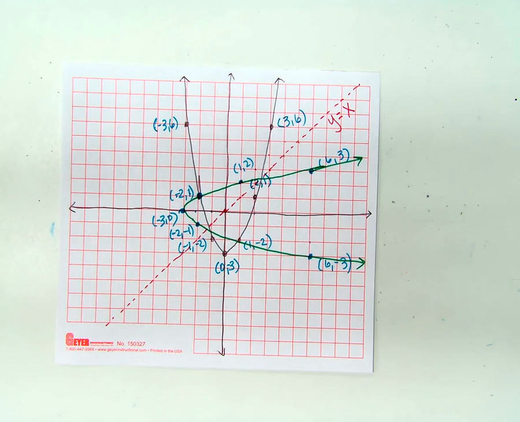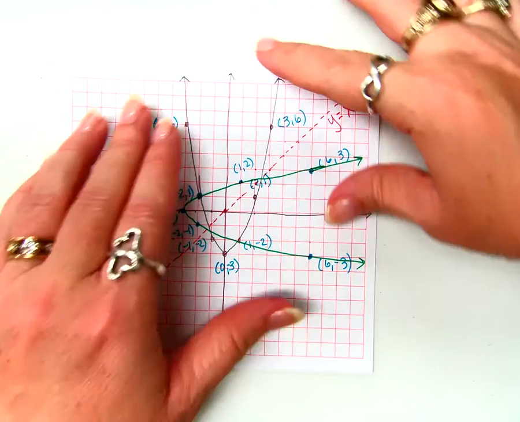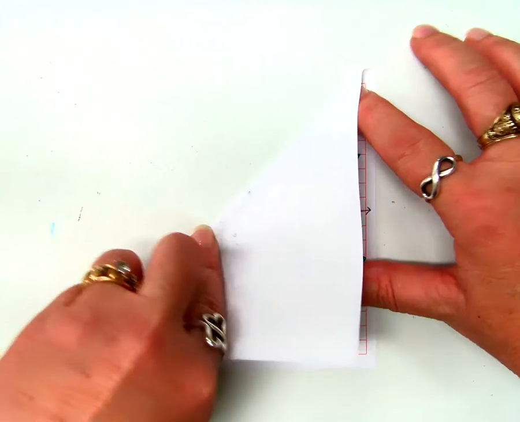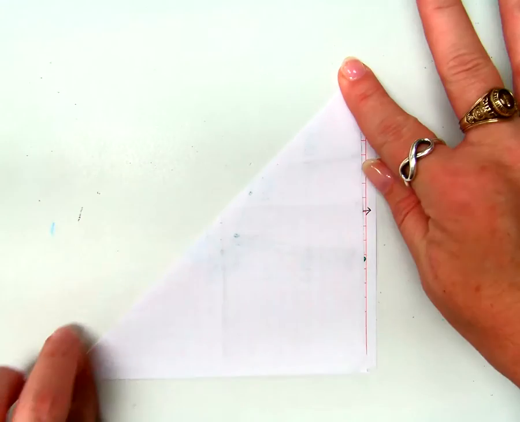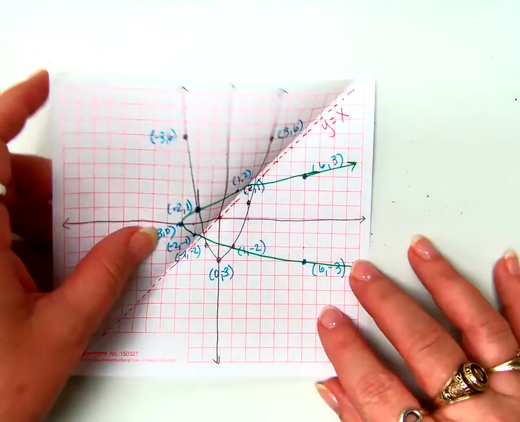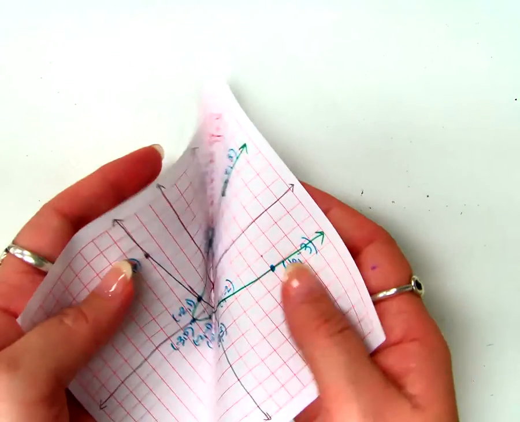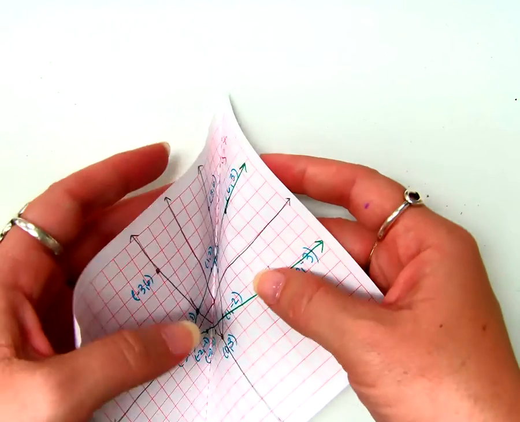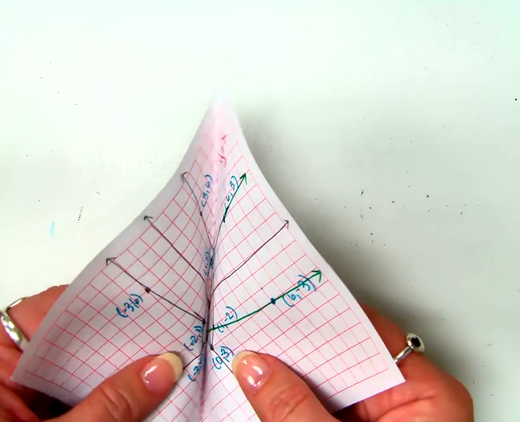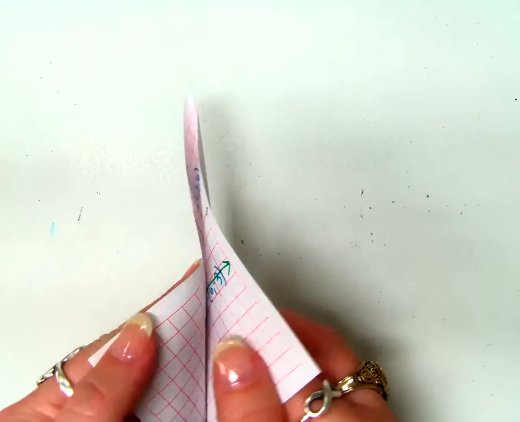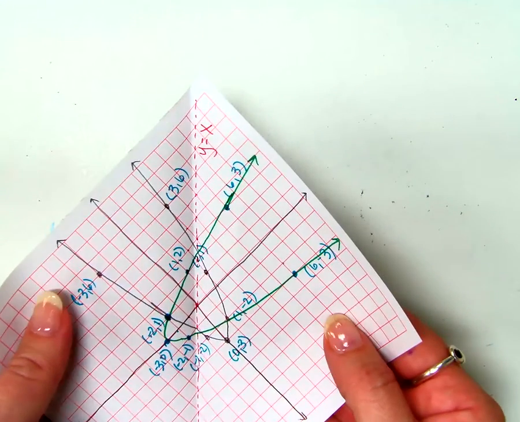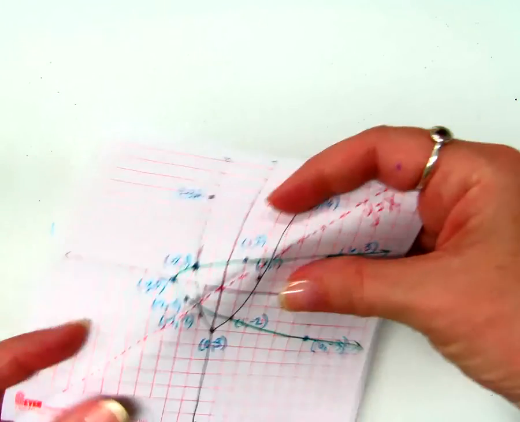Now, if I folded this right along the line y equals x, you would notice that these two functions are right on top of each other. You see that? See how they lie right on top of each other? That is proof that they are inverse functions when they lay right on top of each other like that.